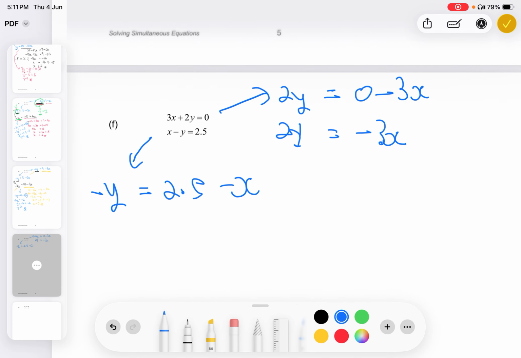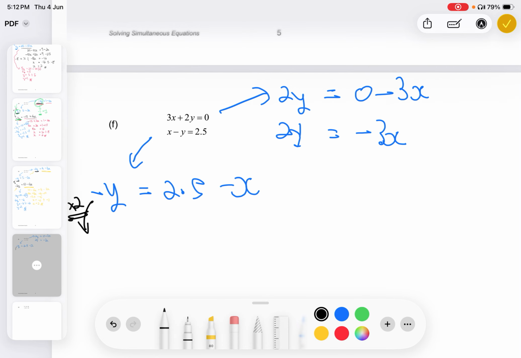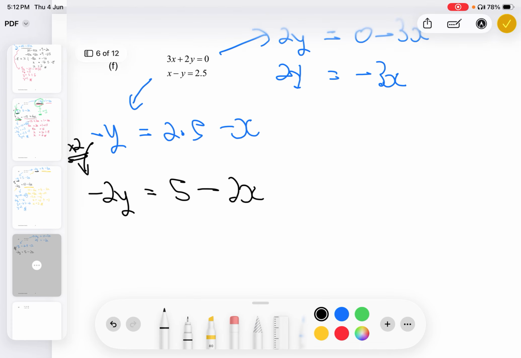Let's say I need to make this the same. Let's say I times 2 to this. I times 2 to this becomes negative 2y equals 5 minus 2x. You see this part? So I times 2, minus 2y equals 5 minus 2x. Then let's say I change the sign. Now I change the sign. Becomes 2y. Every term will change the sign. Minus 5 plus 2x. You see this?